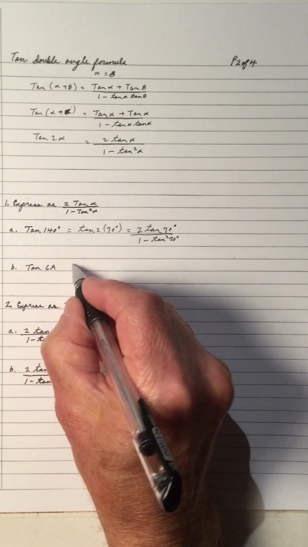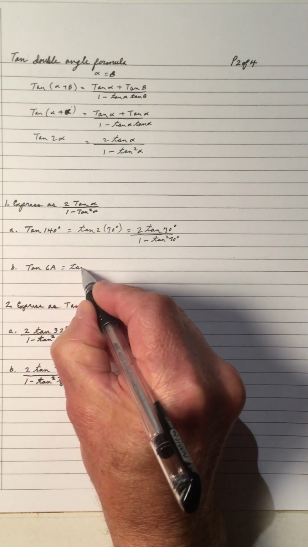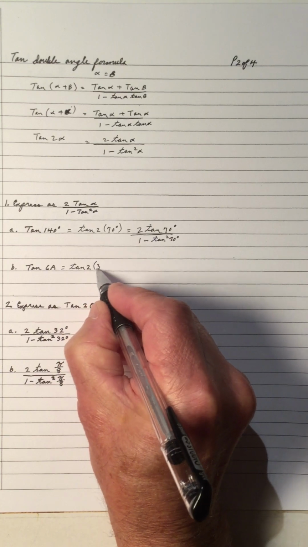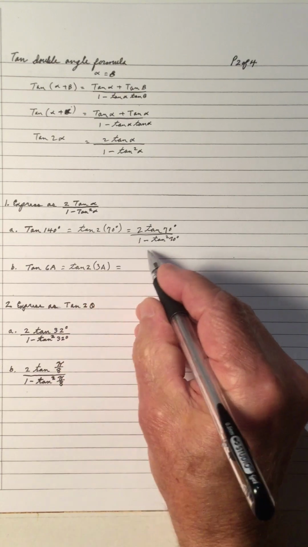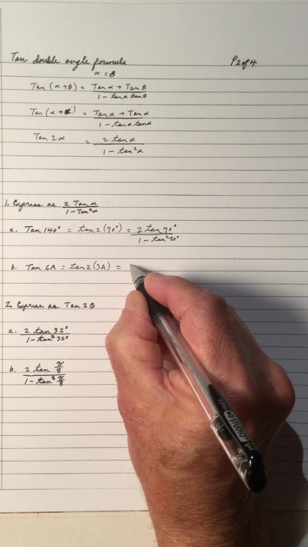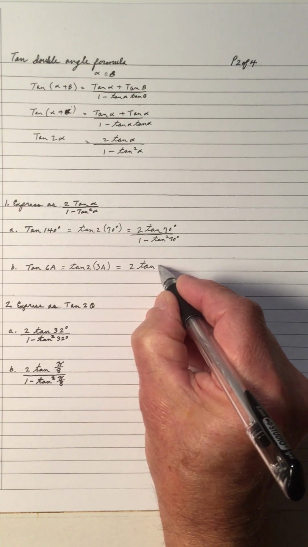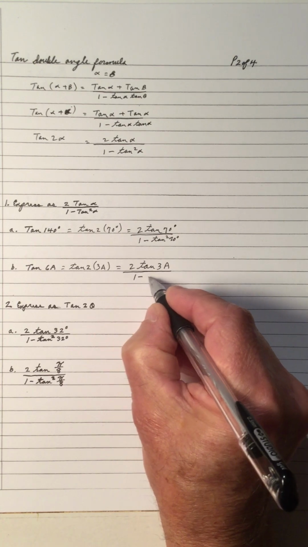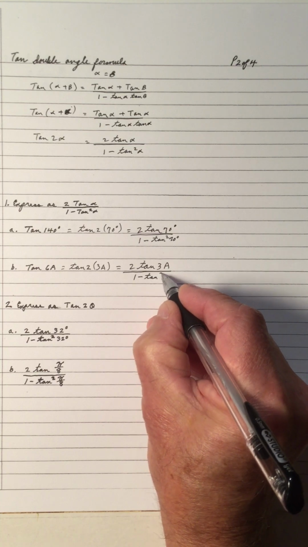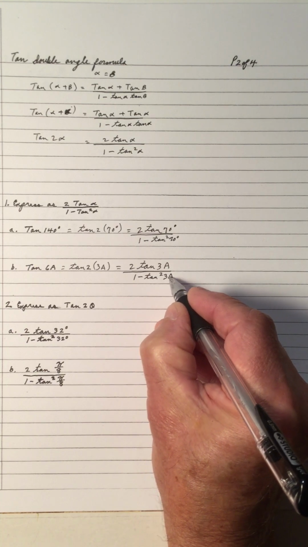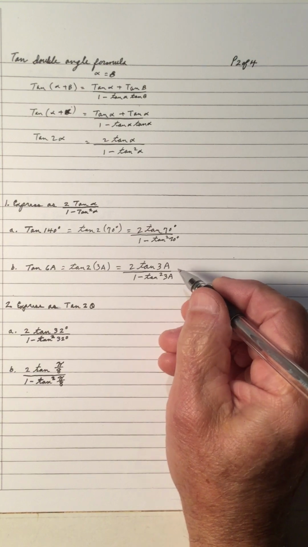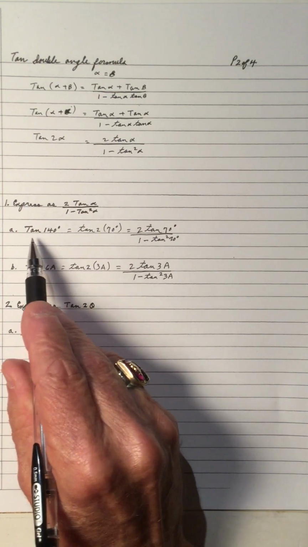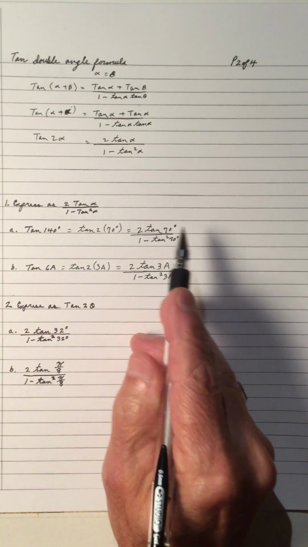And we got the tan of 6a, which is the same as the tan of 2 times 3a. Then it means alpha is 3a, so it's 2 tan 3a all over 1 subtract tan squared 3a. So this is just rewriting it, expressing tan 6a and the tan of 140 in double angle form.